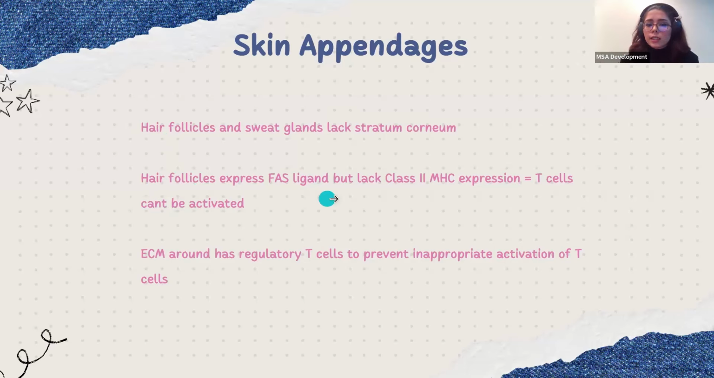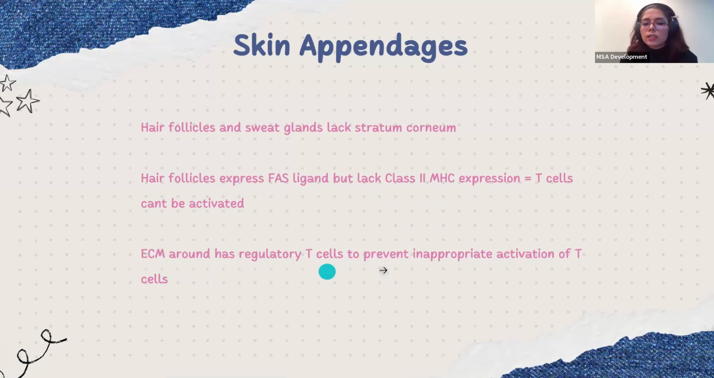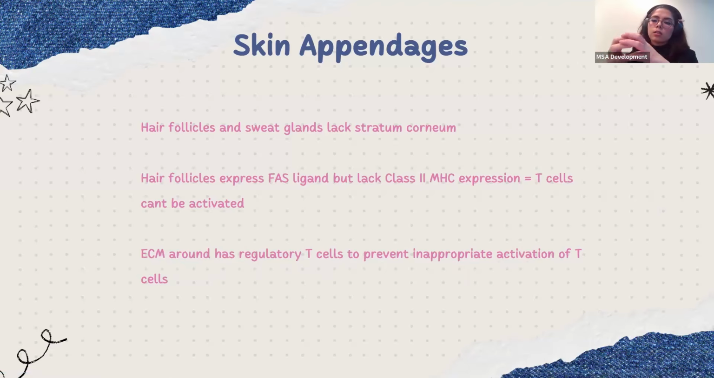Hair follicles express Fas ligand, but lack class 2 MHC expression. Therefore, T cells can't be activated. When T cells are activated, they attack the hair follicles, which causes a type of alopecia. The extracellular matrix around has regulatory T cells to prevent inappropriate activation of T cells. They don't want to cause problems. You stay in your lane, I stay in my lane, we're good.